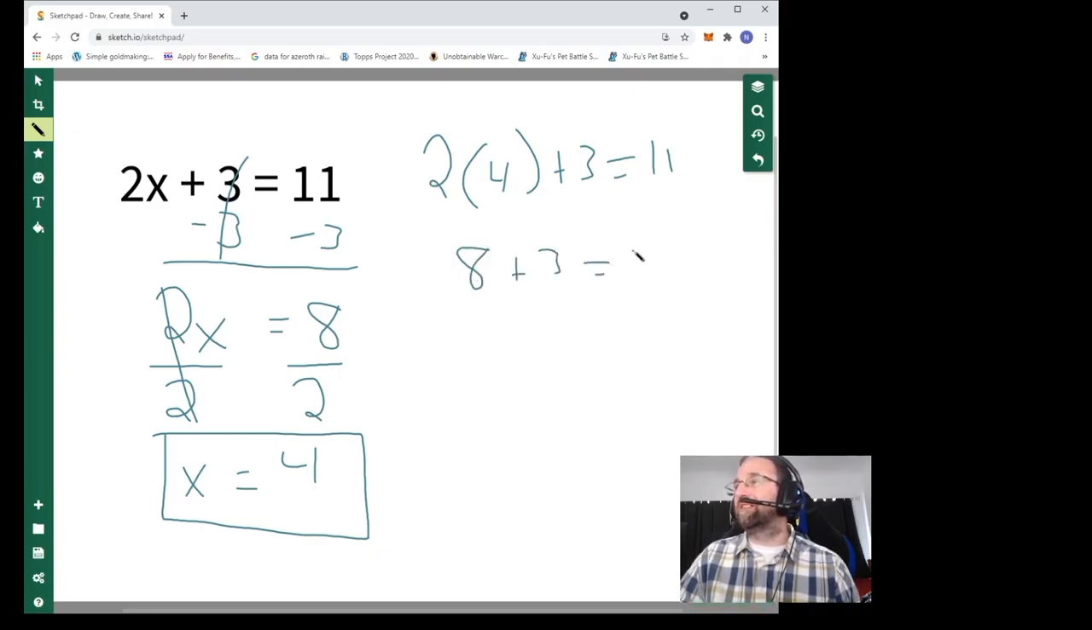Now let's just write down these steps just to make it simpler. 8 plus, let me make that 3 just a little bit better. 8 plus 3 equals 11. 11 equals 11. This checks out.